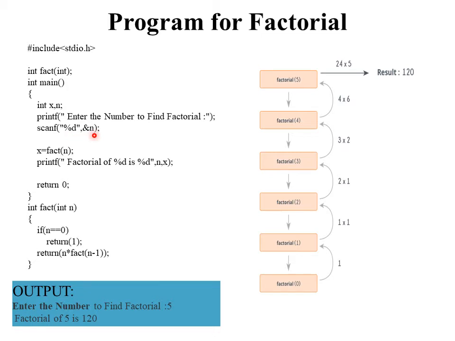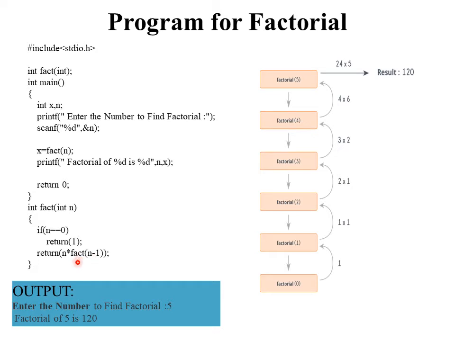Example: here we enter the value of n as 5. Now see here in this fact function, first we check if n is equal to 0, but here the value of n is 5, so this condition is false. So we jump to the else part. The else part is return n into fact of n minus 1. Here the value of n is 5, so 5 into fact of 5 minus 1, which is 4.